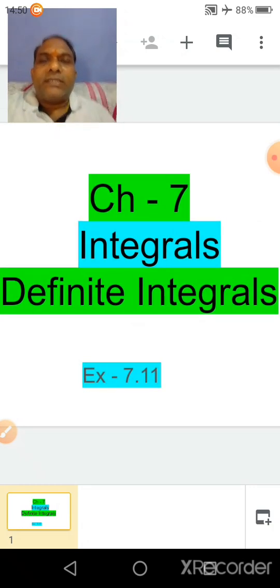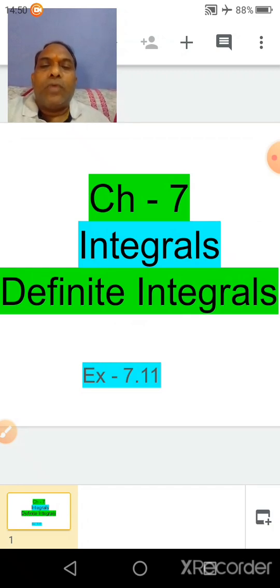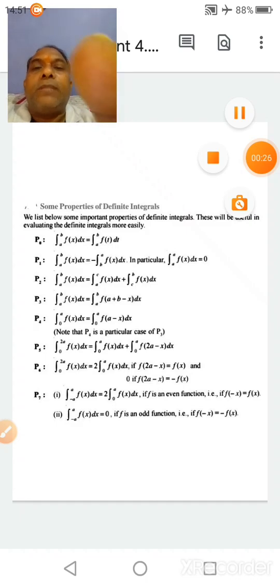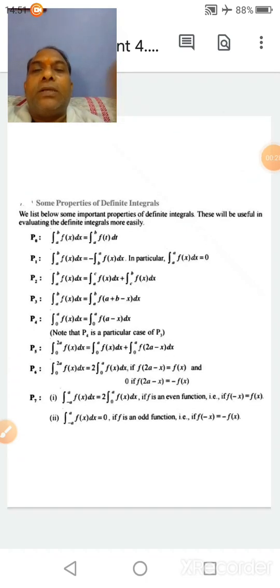Next, exercise 7.11. In this exercise we are going to learn about some properties of definite integrals. So see the properties. Some properties of definite integrals.